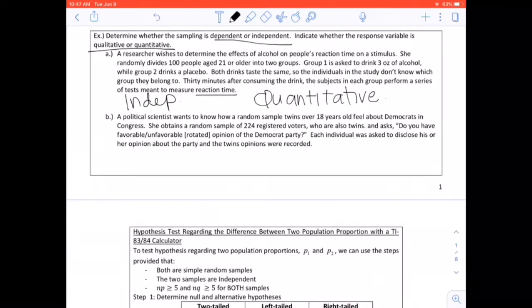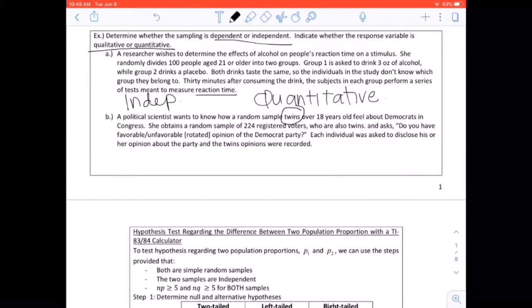Part B says a political scientist wants to know how a random sample of twins over 18 years old feel about the Democrats in Congress. Really quick, it does say twins. She obtains a random sample of 224 registered voters who are also twins and asks, do you have a favorable or unfavorable opinion of the Democratic Party? Each individual is asked to disclose his or her opinion about the party, and the twins' opinions were recorded.